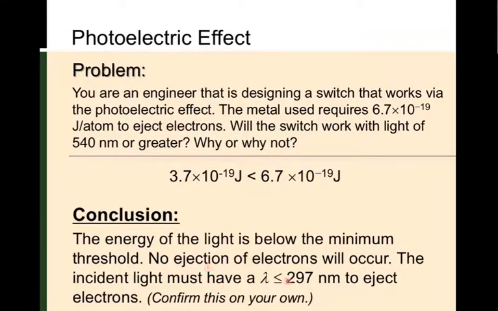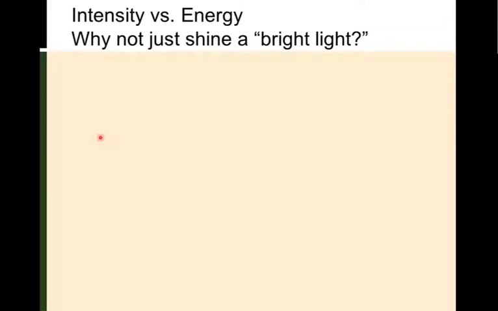The incident light must have a wavelength of less than or equal to 297 nanometers to eject electrons. You can confirm this on your own. So think about how you might confirm that. So you have this minimum energy you need. So how do you get from this minimum energy to the wavelength? So I really encourage you to do that. That's the kind of important calculation that we'll be looking at. So intensity versus energy. So why not just shine a bright light?